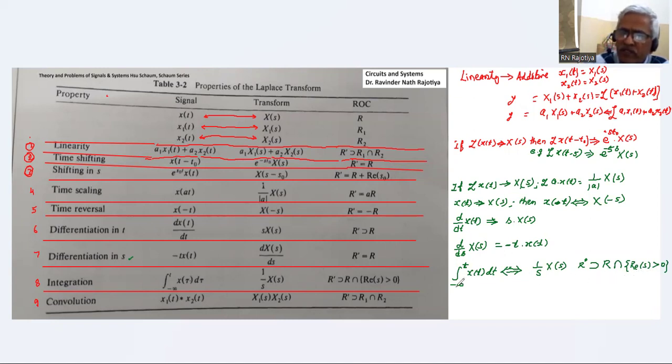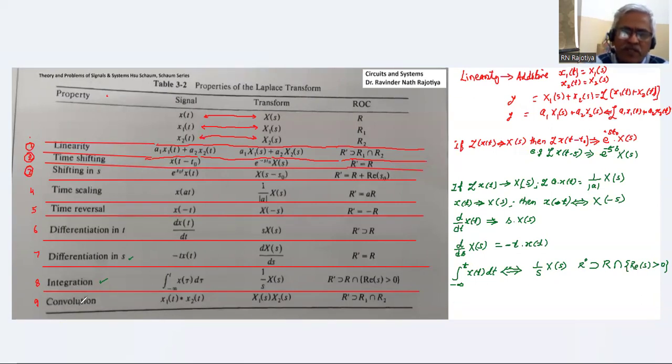So again, the integration property of the Laplace says if you integrate a time domain signal from minus infinity to some time t, its s plane equation will be 1 by s times x of s, whereas the new ROC will contain the region which is an intersection of R and the real part of s greater than 0.